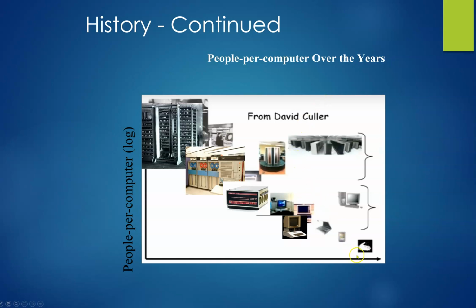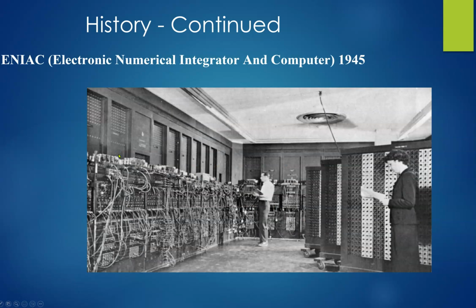Here's an interesting graph of people per computer. Here we have one computer for many people, then one computer per person, or we'd probably have half a dozen people. Here we'd probably come down to a handful. Here's where we first start seeing one or two, and now it's like in your hand, very tiny.